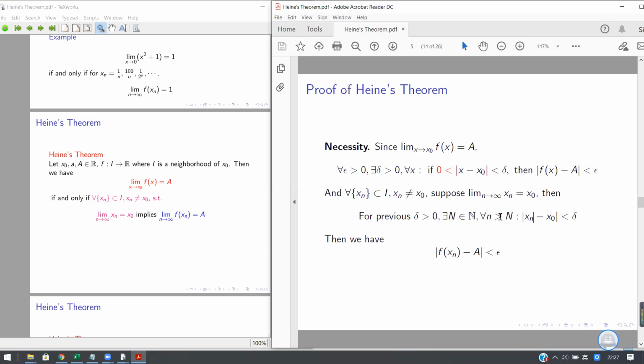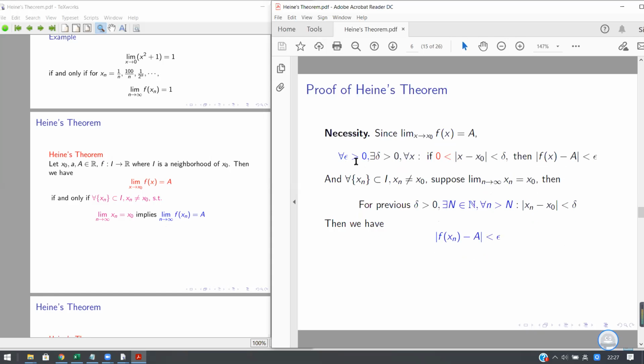Why? Because for all epsilon positive, we have found a natural number, right? For all small n larger than large N, we have this inequality. According to the definition, we have the limit. So yes, the necessary part is easier. Any question?